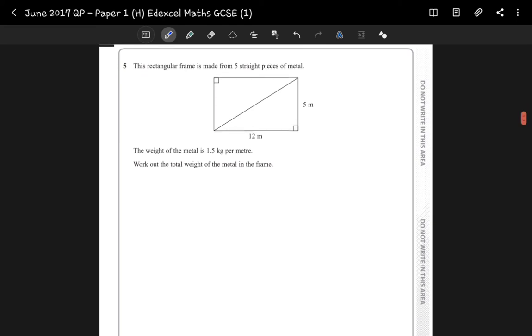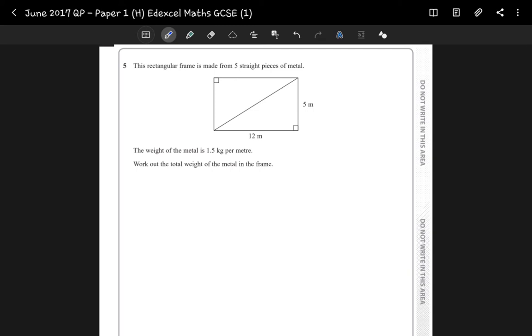So this rectangular frame is made from 5 straight pieces of metal. The weight of the metal is 1.5 kilograms per meter. Work out the total weight of the metal frame. So, the approach for this really is to actually work out the length of each side in meters and then times the sum of that by 1.5.